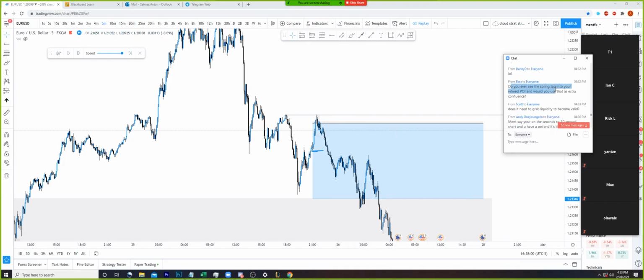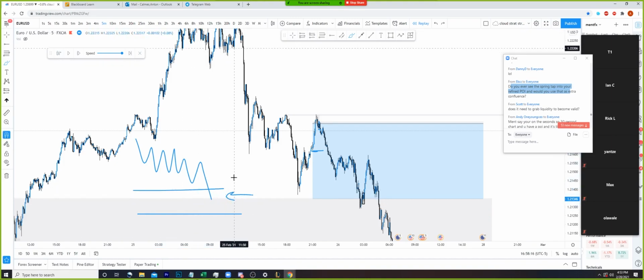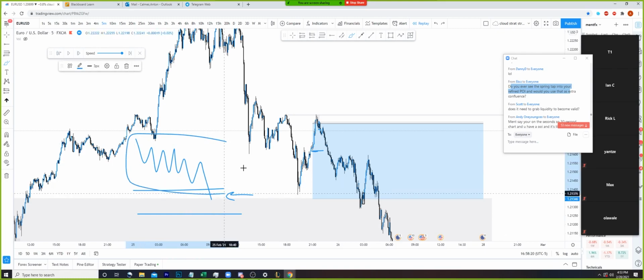Do you ever see the spring tap into your refined POI, and would you use that as extra confluence? Yeah, of course. If I have a demand zone, here we go, let's draw it here. If I have a demand zone and price is coming lower and already forming potential Wyckoff, right, and then gives me a spring, that's fine. And then if you go inside here on a lower time frame, you might find another entry inside there. Or if you like working on this higher time frame, so let's say this was a daily and this just jumped into it on a 15-minute, right?